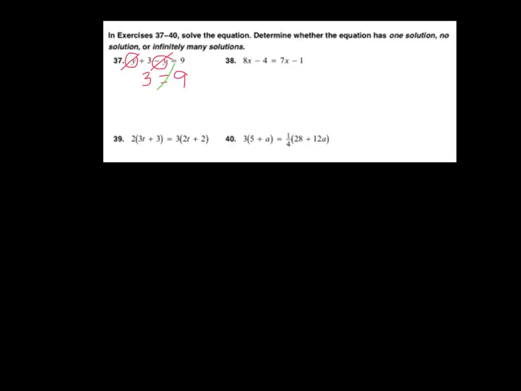If your variables cancel out and what you're left with is not true, then you know that the answer is no solution to that equation. So for this one, there is no solution because there's no variables left and what we're left with is not true. Okay, let's look at number 38.